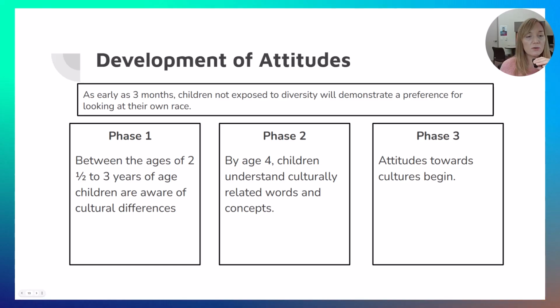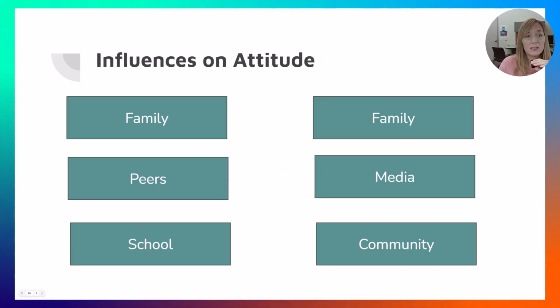So in phase 1, children around the age of 2.5 to 3 years old are aware of cultural differences. They understand that there are things happening that are different. By the age of 4, they're actually able to start using those words and concepts. And then by phase 3, they really have an attitude toward culture, so understanding whether or not a culture in their mind is a good one or not, if it's something that they want to be part of or not part of. Okay, so very early it starts developing.